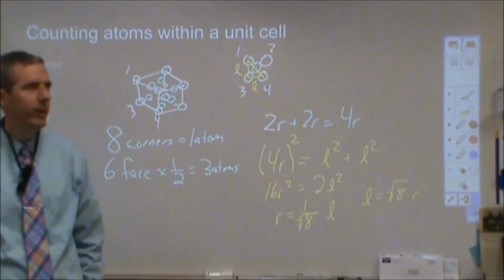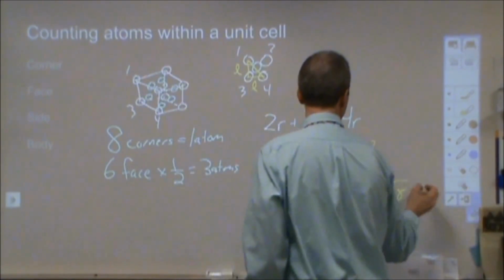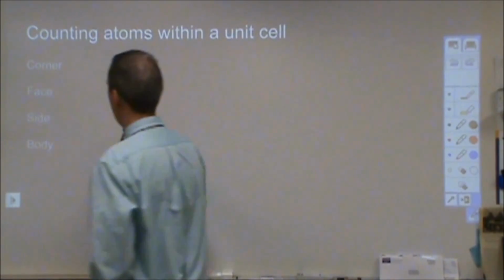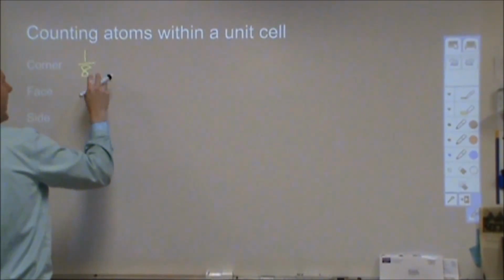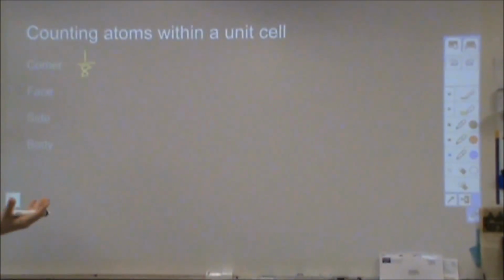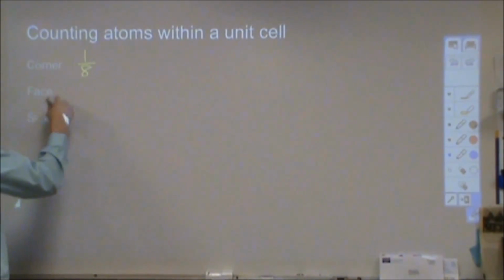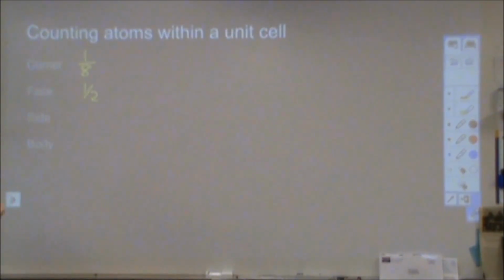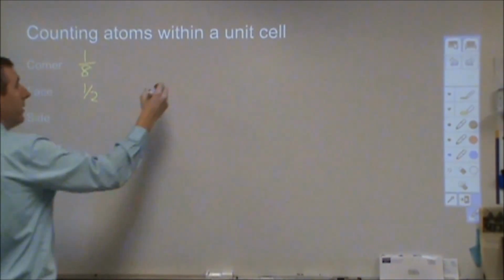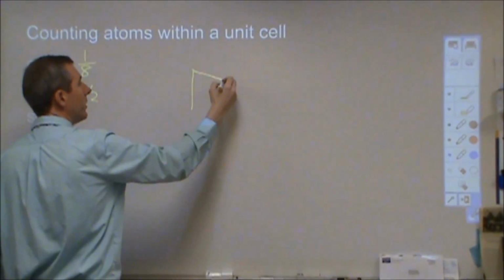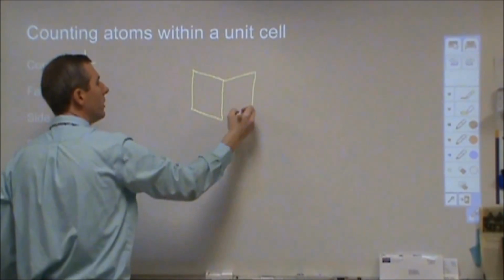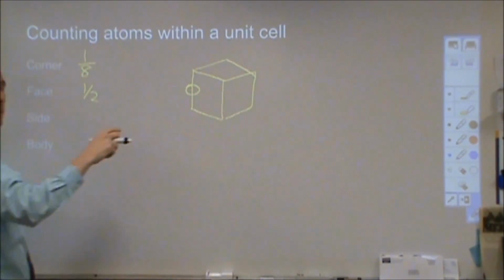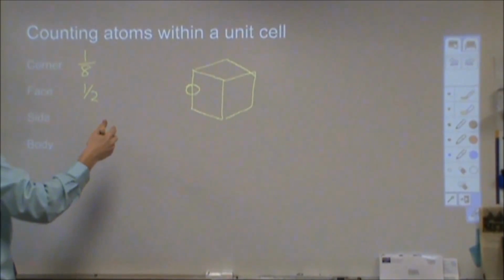Let's summarize those counting atoms for a second. So if you have a corner, you're going to count 1/8 of that atom. So usually you'll have 8 corners in a cube, you'll end up with 1 atom from that. For a face, you're going to count that as 1/2 of that atom towards that unit cell. For a side, meaning here's your cube, if you have one that's on the side, that's going to be shared with 4 other cubes.